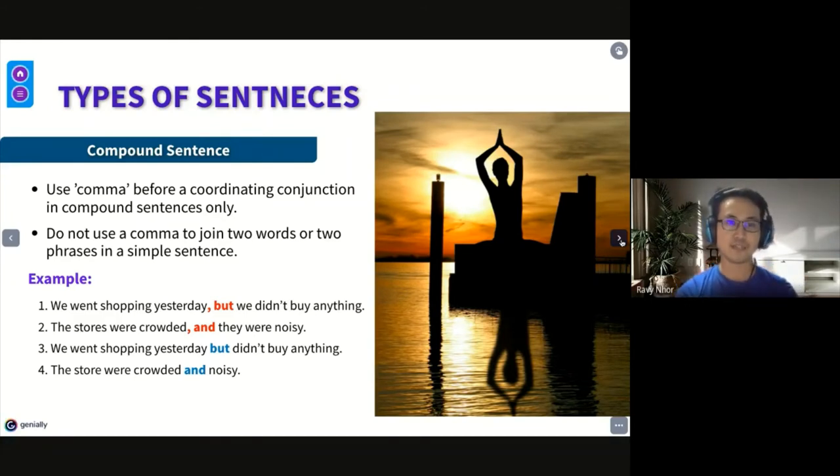We went shopping yesterday, comma, but we didn't buy anything. Another one: the stores were crowded, comma, and they were noisy. And sentence number three: we went shopping yesterday but didn't buy anything. And number four: the stores were crowded and noisy. So you can notice that sentences number one and number two are compound sentences, and number three and number four are simple sentences. Can you notice anything more? The sentences are very, very similar.